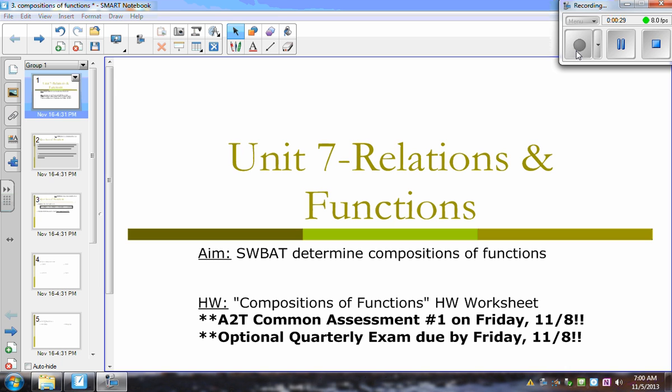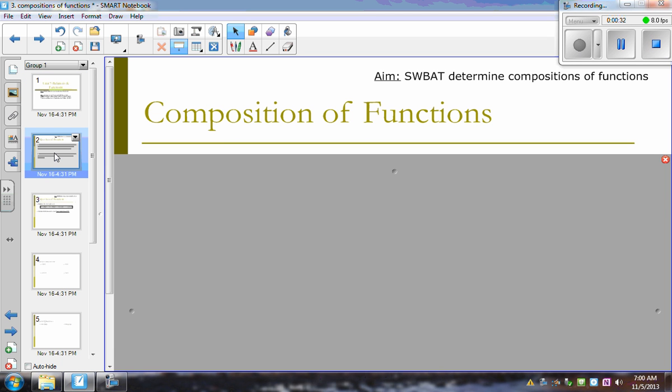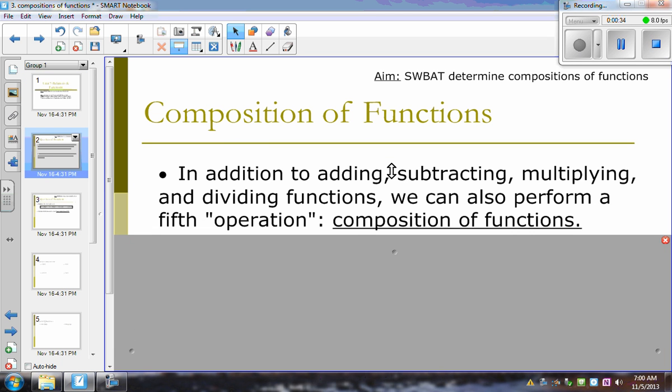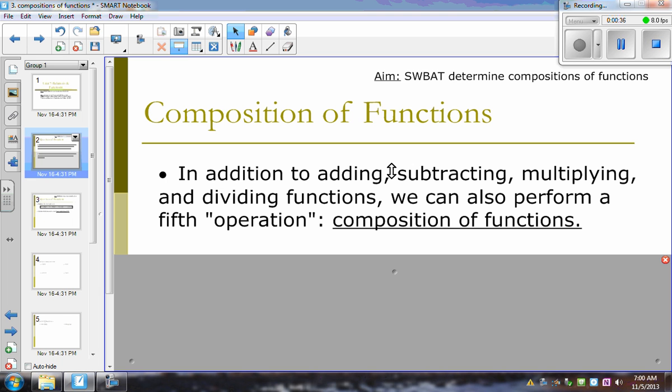All right, so let's get into this concept of compositions. For compositions of functions, to just give you a general idea, it acts as a fifth operation, so to speak, in dealing with two functions. Now, I know this isn't one of those arithmetic operations like adding and subtracting, but it acts as one when we're dealing with functions themselves.